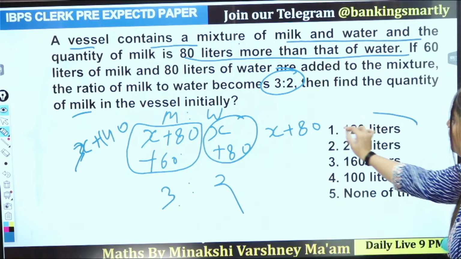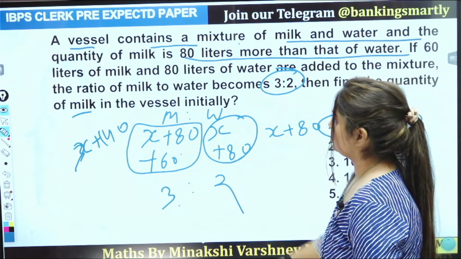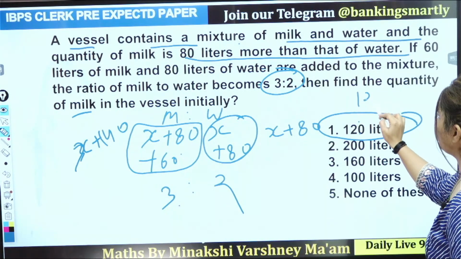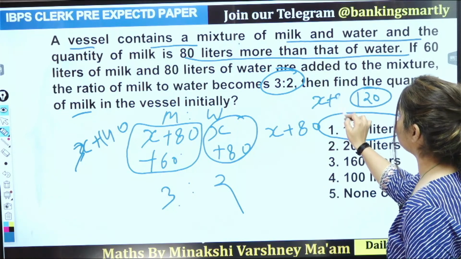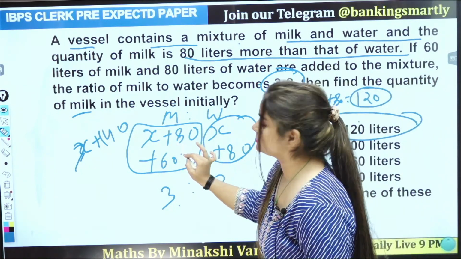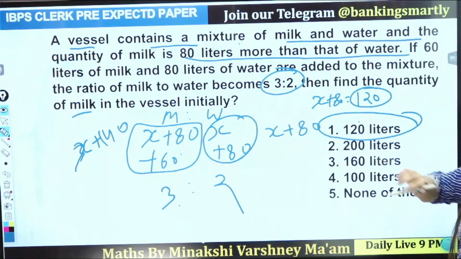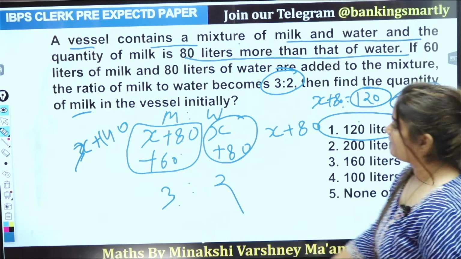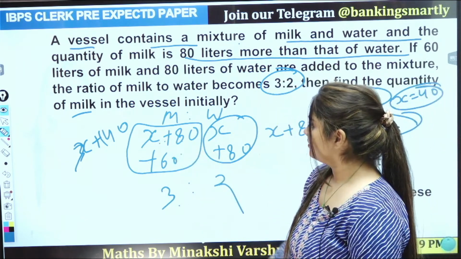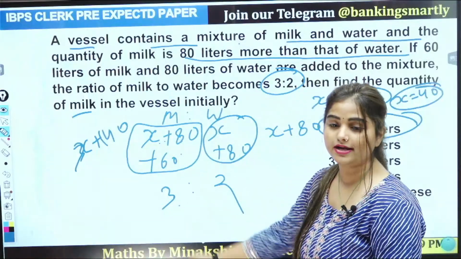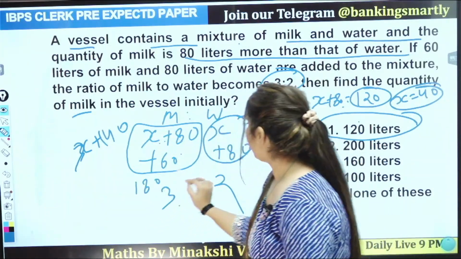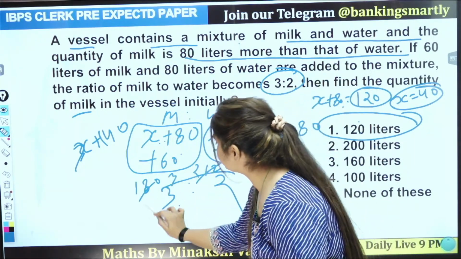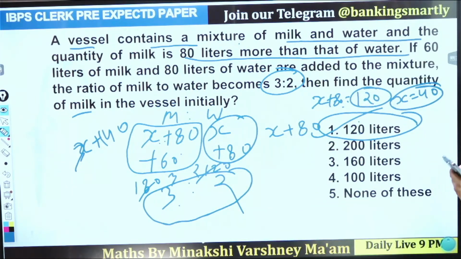If we are going with the first option, they are asking for x plus 80. If we are taking 120, that means this is x plus 80, because we already let x plus 80 be the initial milk, and they are asking for the initial milk. So if this is 120, x would be 40. When we are taking x equal to 40, what we have here is 80 plus 60 is 140, and 140 plus 40 is 180. And here is 80 plus 40 is 120. So the ratio between them, 6 3s and 6 2s, is satisfied. That means option 1 is the correct one.